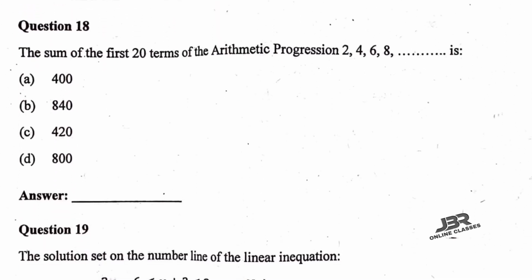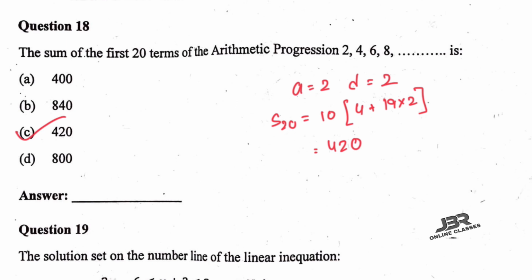Now 18. The sum of the first 20 terms of an arithmetic progression 2, 4, 6, 8 is, so here first term A equal to 2, D equal to also 2. So here S20 equal to n by 2, that is 10, then 2 into 2 is 4, and then here 19 into 2, so 38 plus 4 it's 42, and 42 into 10 is 420. So 420 is your answer.